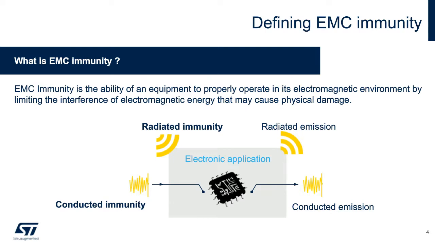ESD can be either conducted under the form of a transient voltage, but it can also be radiated due to its fast rising time, generating harmonics powerful enough to generate erratic behavior of your application by coupling with other signals. It means that ESD is a threat against which your printed circuit boards must be protected.